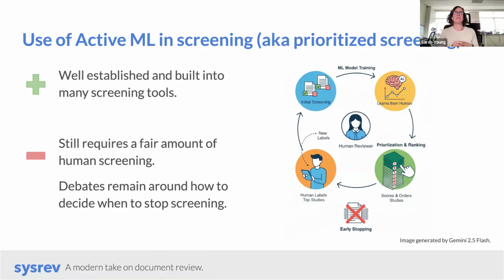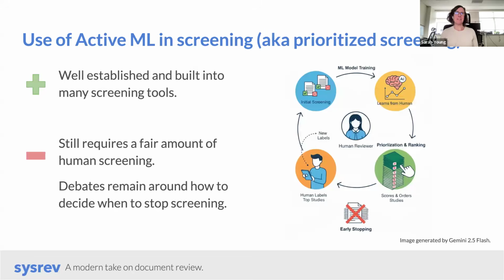A few things to consider about this. Like I said, this is pretty well established. I would guess that most systematic reviews use active learning in some way or another, whether they know it or not, because these models are just built into many of the tools that folks are using, things like Covidence, Rayyan, Sysrev. One thing to note is to use these tools to, for example, bulk exclude or move to a single human screener, it really does require a lot of human screening. And this, I think, is one small advantage of large language models, which we'll talk about in a moment.